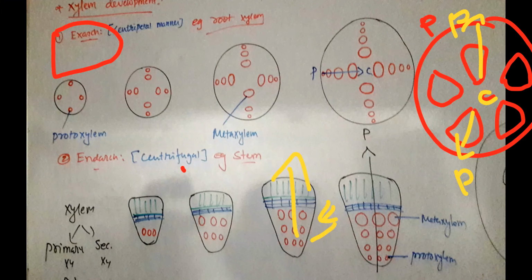When root xylem develops, it develops in the exarch pattern, that is from periphery to center, whereas the stem xylem develops from center to periphery. It is called endarch. First is centripetal and another one is centrifugal respectively. Exarch and endarch. With some diagram, if I can justify this thing, have a look at this one.